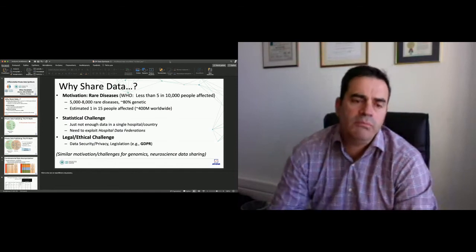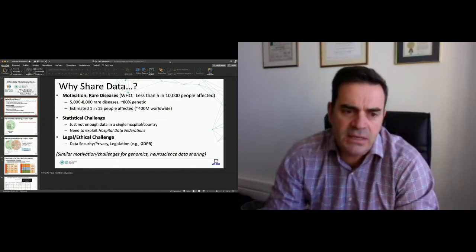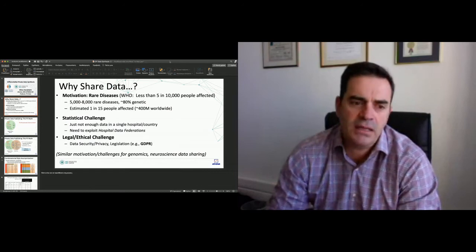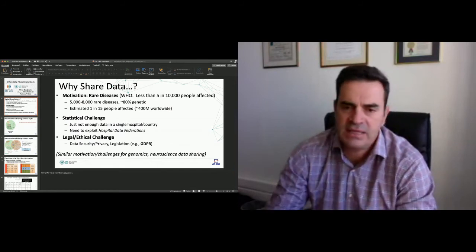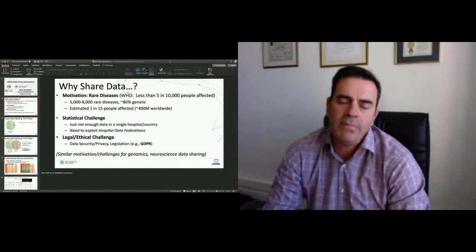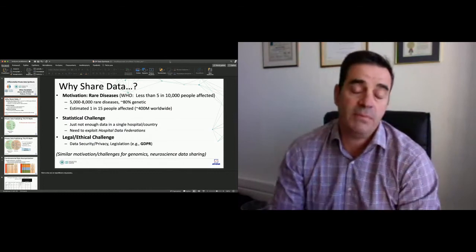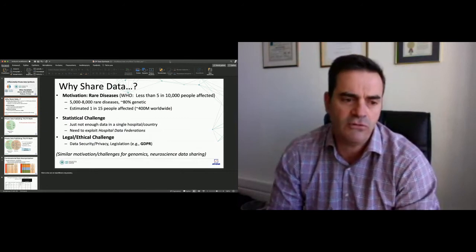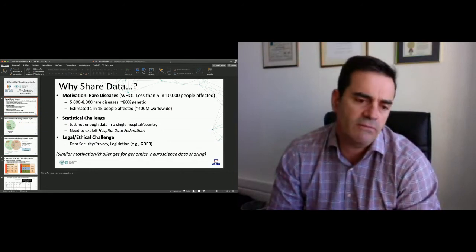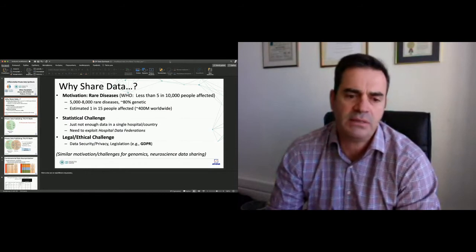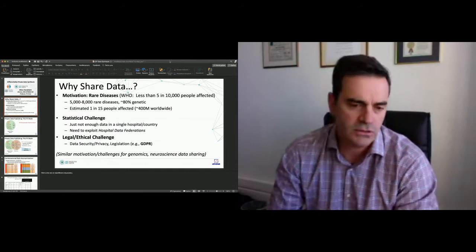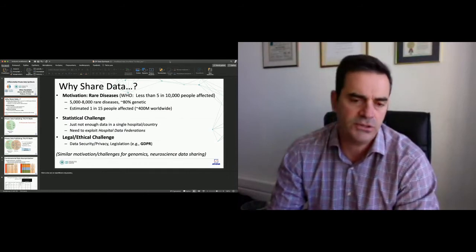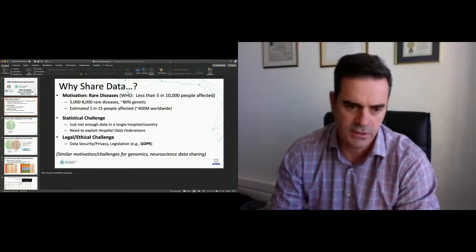Now, rare diseases raise a very significant statistical challenge in the sense that you need to share data, right? There's just not enough data in a single entity, like a hospital or a country. So you need to share data across these federations of data silos, like hospitals. But of course, sharing data, especially sensitive medical data, raises a lot of legal and ethical challenges. And this doesn't just hold for patient data, but similar challenges also hold for genomics, neuroscience data, and any type of medical data sharing, not just patient data.